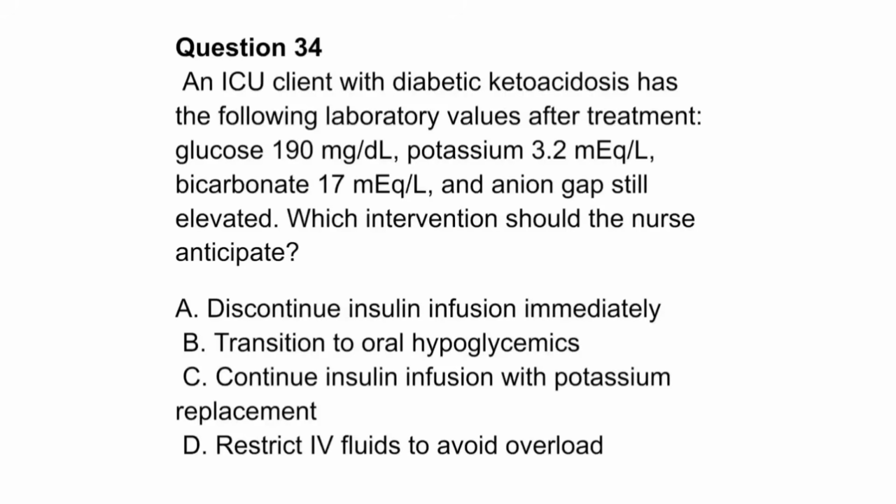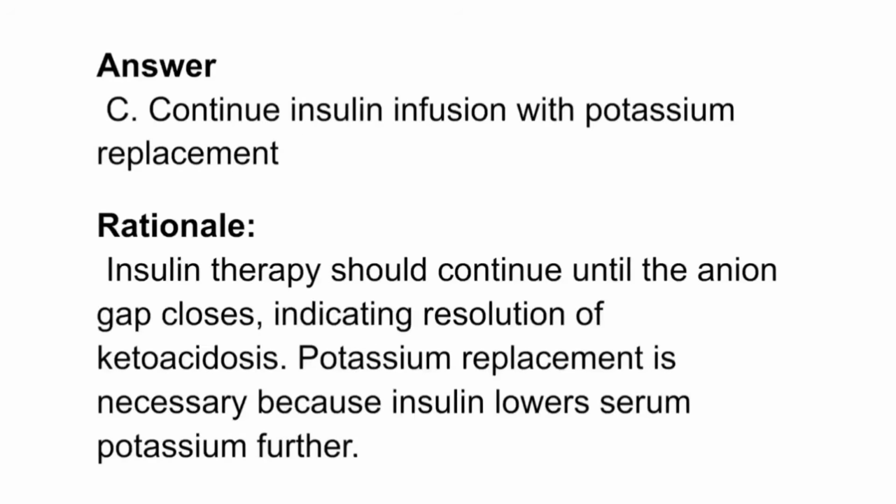A. Discontinue insulin infusion immediately. B. Transition to oral hypoglycemics. C. Continue insulin infusion with potassium replacement. D. Restrict fluids to avoid overload. Answer: C. Continue insulin infusion with potassium replacement. Rationale: insulin therapy should continue until the anion gap closes, indicating resolution of ketoacidosis. Potassium replacement is necessary because insulin lowers serum potassium further.